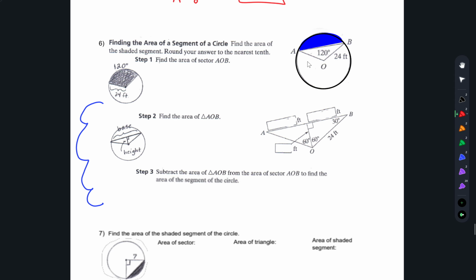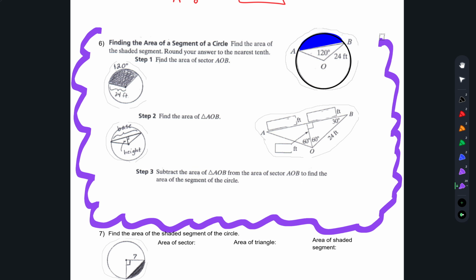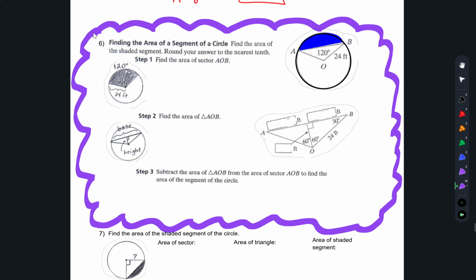This one kind of gets lost because it's in the middle of the notes instead of at the beginning of your notes. So I want you, this whole number 6, box it in, highlight it, whatever you got to do. This is our last new topic for this section. This is called area of a segment. It's called area of a segment because it literally has a segment running through it. So AB is like a segment here.